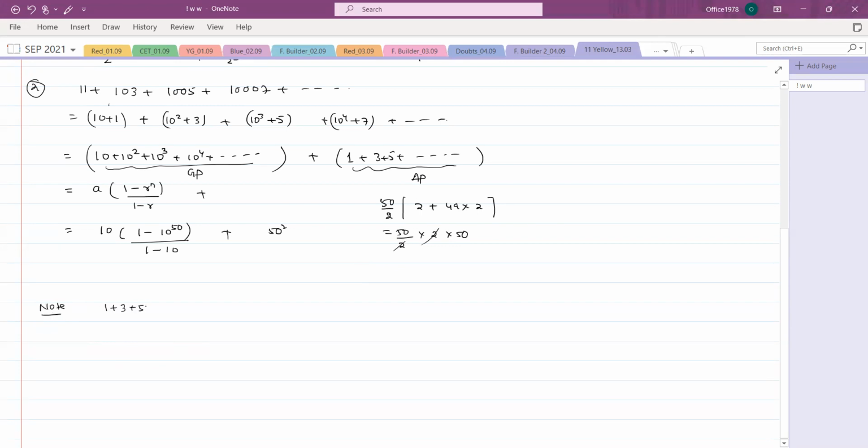So you can make it a note: 1 plus 3 plus 5 plus 7, the sum of n odd numbers to n terms, you always get n square. Sum of first n odd natural numbers is equal to n square.